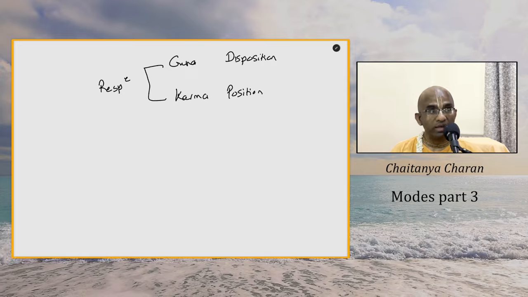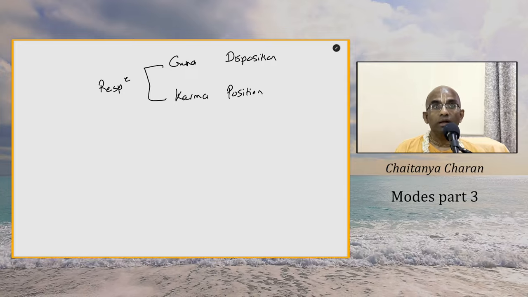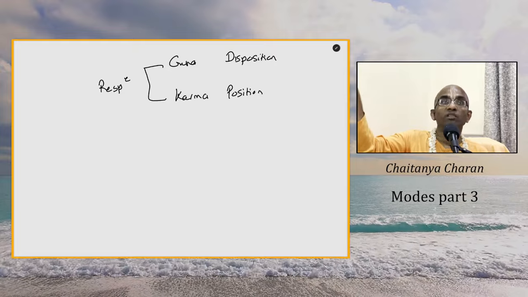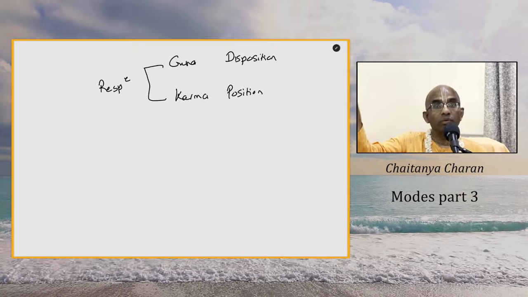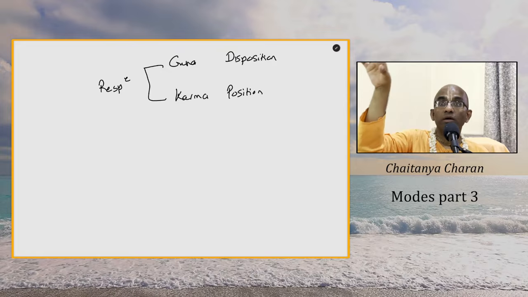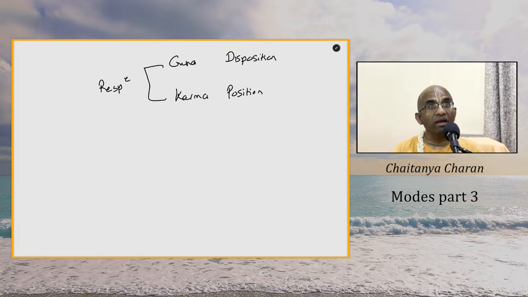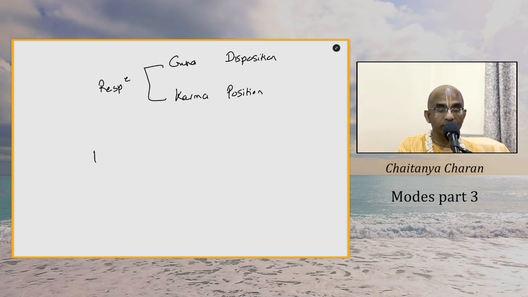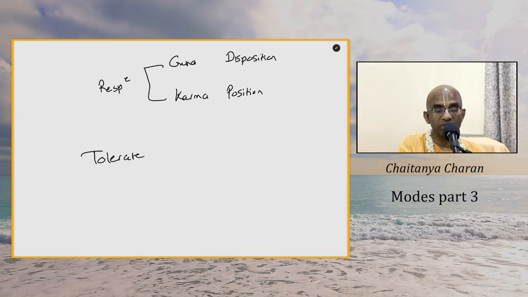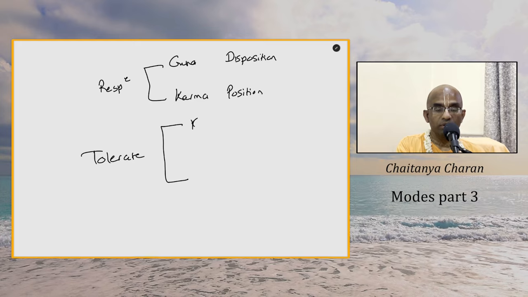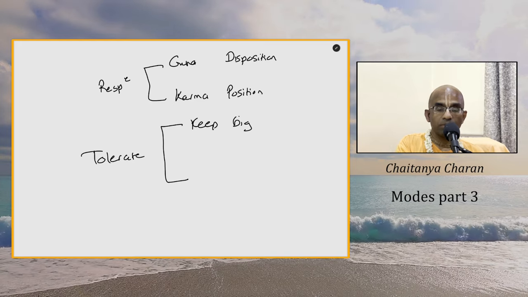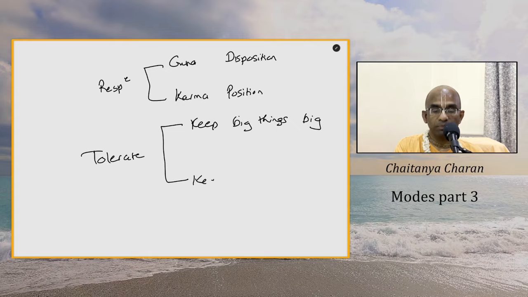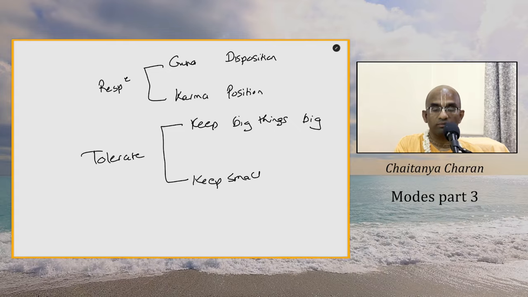Tolerance for Arjuna in the Kurukshetra battlefield means that you have your dharma of fighting and now you have to fight against Bhishma and Drona. That's very difficult for you. But because they have chosen the side of adharma, you have to fight against them. And whatever pain you may feel, you have to endure that. So tolerate essentially means two distinct things. Keep big things big. And keep small things small.